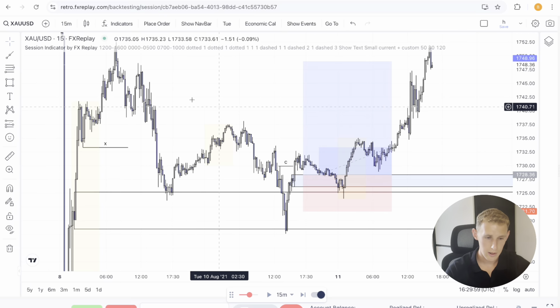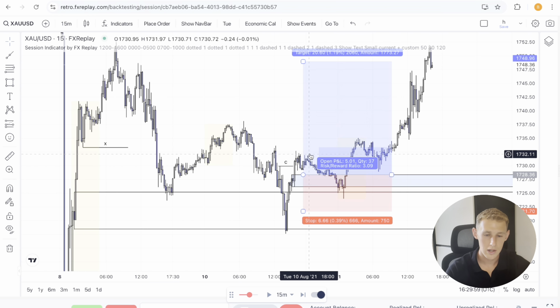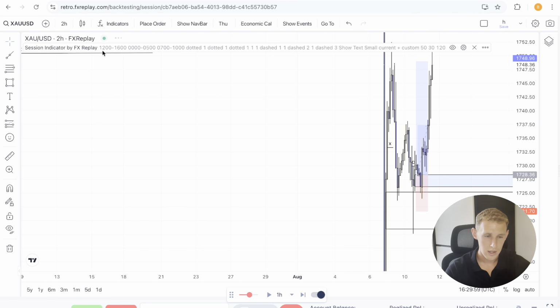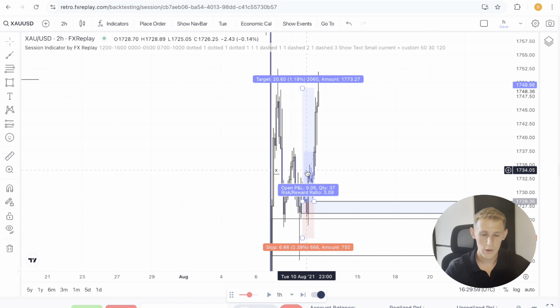And there we go, so trade played out very nicely. Sweep of the demand, lower time frame entry, and also you had this very corrective looking pullback. So that is good. We'll move on to the next trade now.